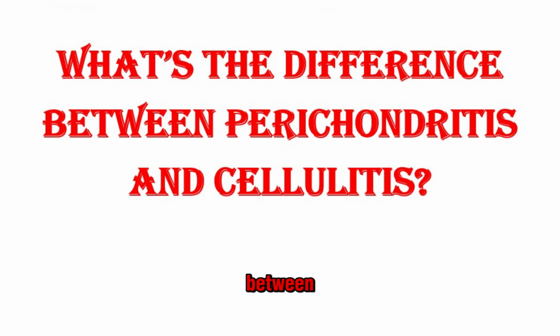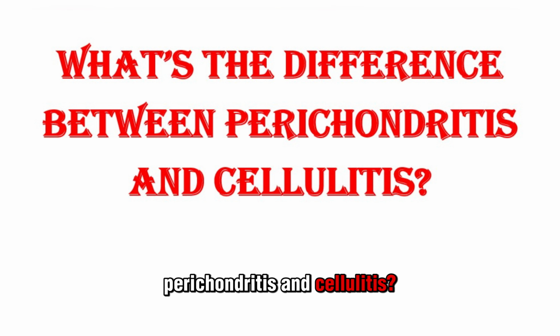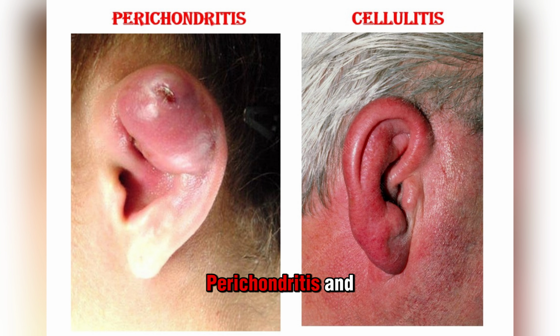What's the difference between perichondritis and cellulitis? Perichondritis and cellulitis are both skin infections that can cause inflammation, but they have different causes and symptoms. Perichondritis typically only affects the upper part of your outer ear. It doesn't affect your earlobe. Cellulitis can affect your entire outer ear, including the upper part of your ear and your earlobe.